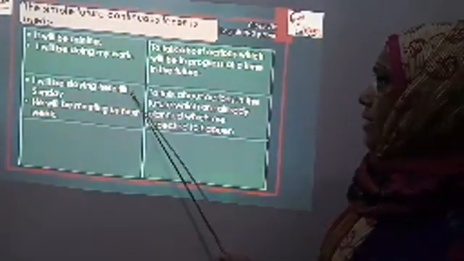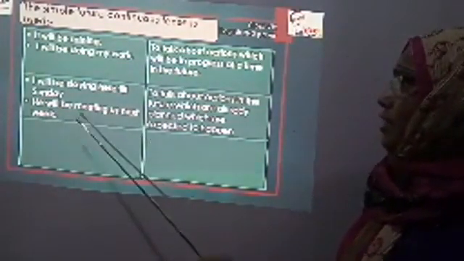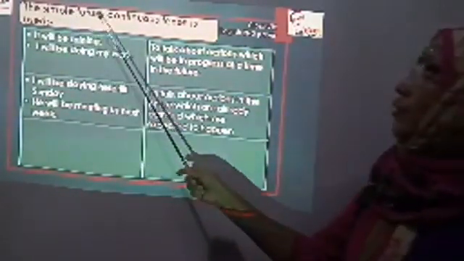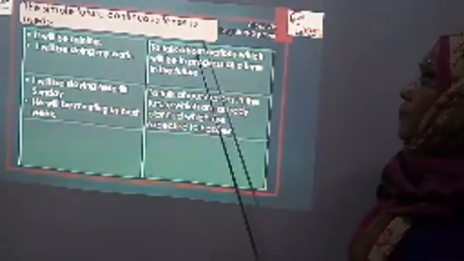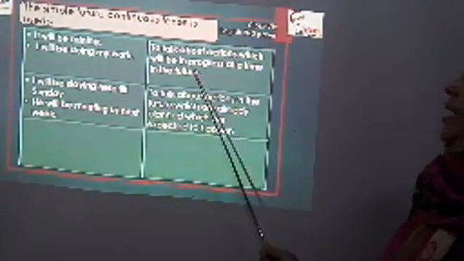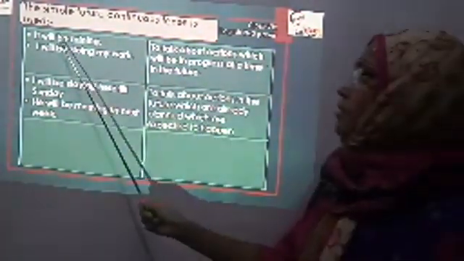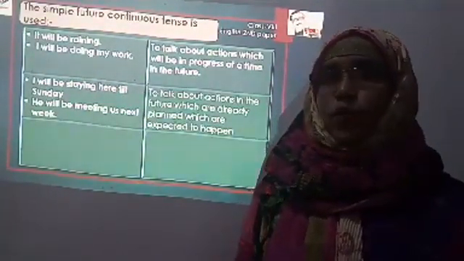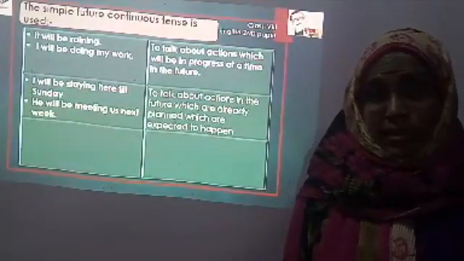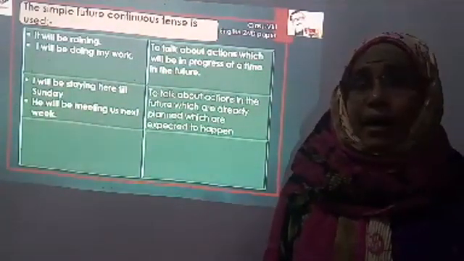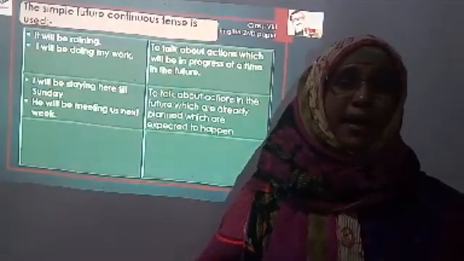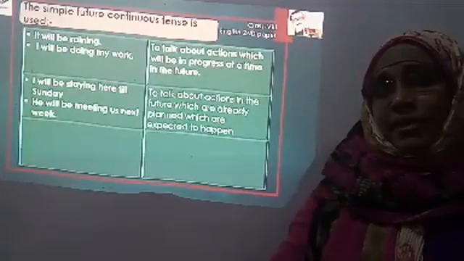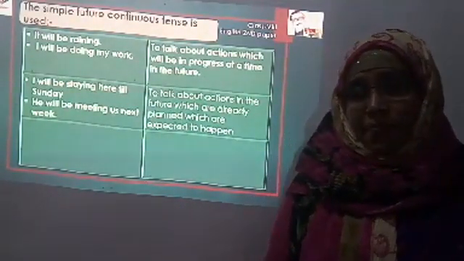I will be staying here till Sunday. He will be meeting us next week. Future continuous tense is used to talk about actions which will be in progress at a time in the future. It will be raining, I'll be doing my homework. So ভবিষ্যতে আমি কি করতে থাকবো, that will be my planning, and I will write I will be doing my homework, I will be going to Dhaka, I will be visiting India, like this.